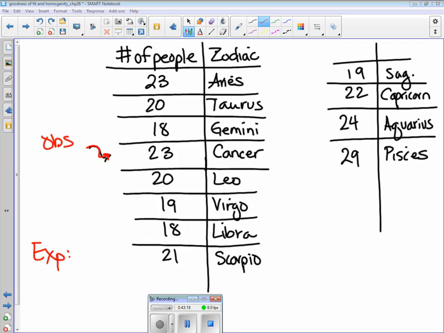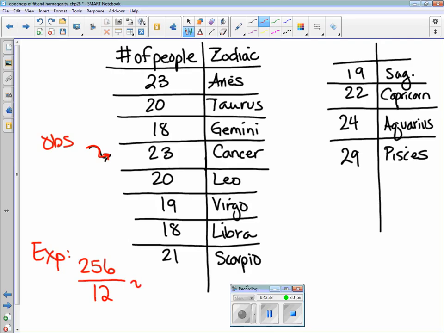I think I can just tell you. I want to say it is 256, okay? So it's the total number of CEOs divided by the number of categories I have, which in this case is 12. So what is 256 divided by 12? 21.3 repeating. So don't round, okay?